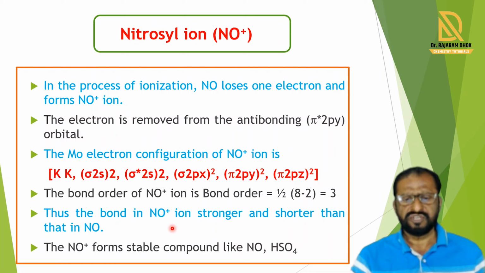Because of this, the NO plus ion has stronger bonding than the NO molecule. So this NO plus forms a more stable complex, like the NO molecule. And so this NO plus ion is more stable, or highly stable, than the NO molecule.